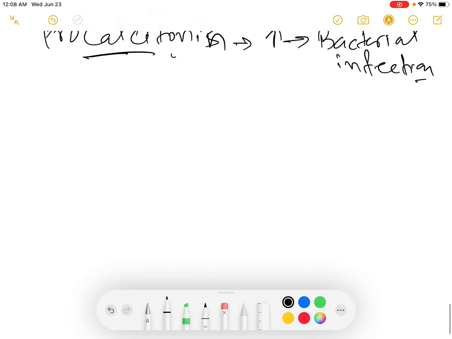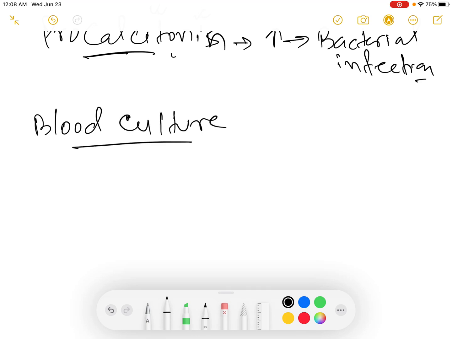Okay. Well, how about blood culture? Do we need the blood culture? This is one that is very controversial, and there has been a lot of debate about whether we need a blood culture or we don't need a blood culture. So let's talk about it. There are pros and cons to this blood culture.